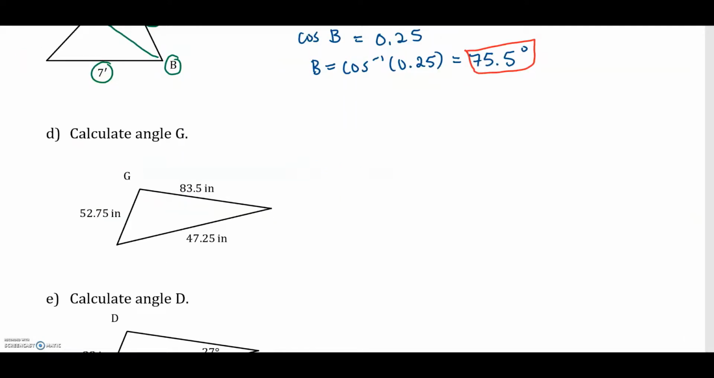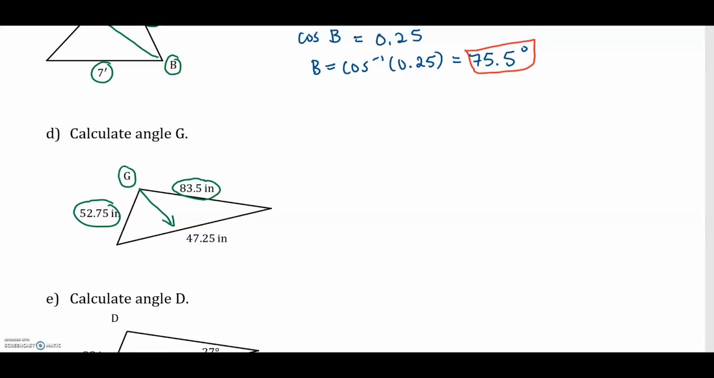In part D, we're given three side lengths and finding the missing angle. Again, the angle we're looking for is angle G, and it is contained between the side lengths of 52.75 and 83.5. Before we proceed any further, it's important that you check that all of your side lengths are measured in the same units, and they are. And the opposite side to our angle is 47.25 inches.